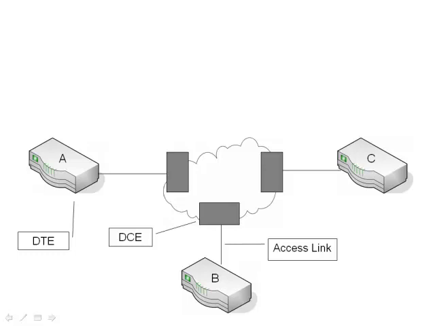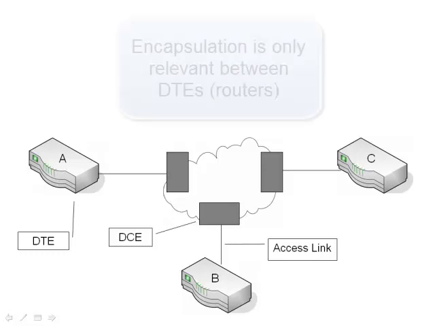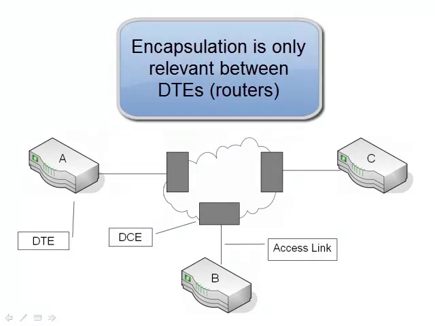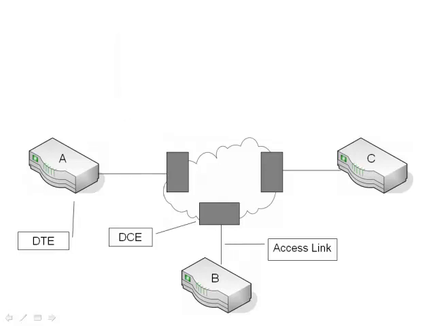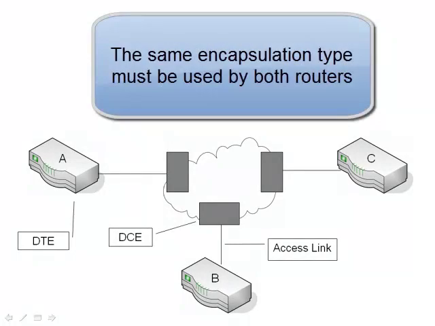Only DTEs, in this case our routers, care about the encapsulation. So encapsulation only has to deal with router-to-router communication. LMI is just router-to-frame relay switch. It's a messaging protocol. In fact, the frame relay switch doesn't even care about what kind of encapsulation is used between the routers. Now, there are a couple different types of encapsulation, and we're just about to get to those. Regardless of which one we use, each router must use the same encapsulation type.